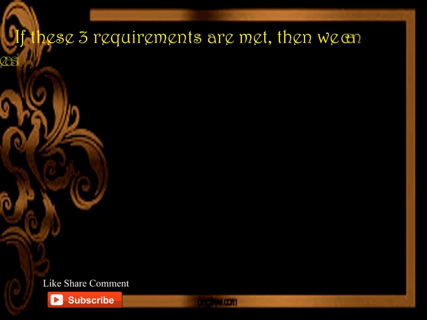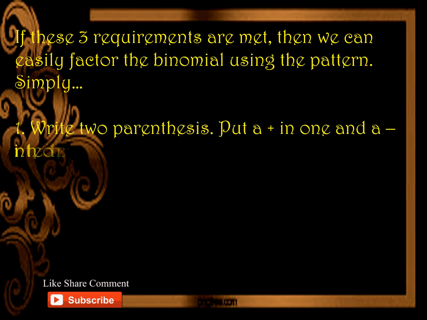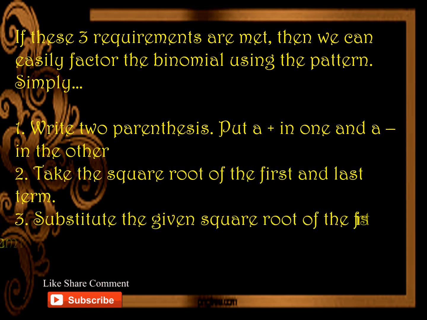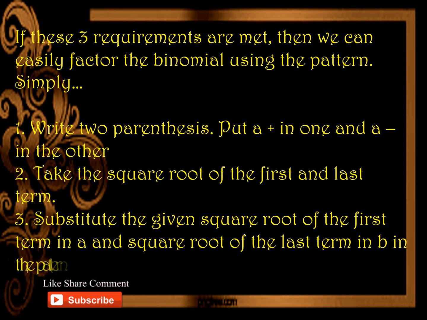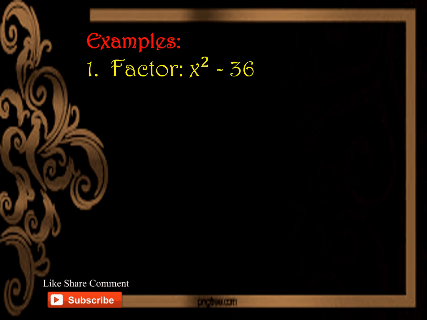If these three requirements are met, then we can easily factor the binomial using the pattern. Simply write two parentheses, put a positive in one and a negative in the other, take the square root of the first and last term, and substitute the square root of the first term for a and the square root of the last term for b in the pattern. So let's have an example. Number 1. Factor x squared minus 36.